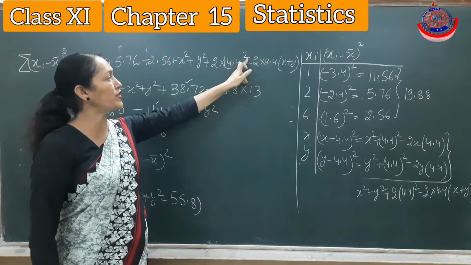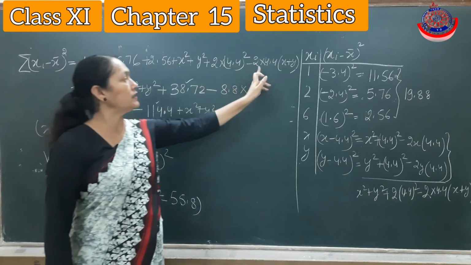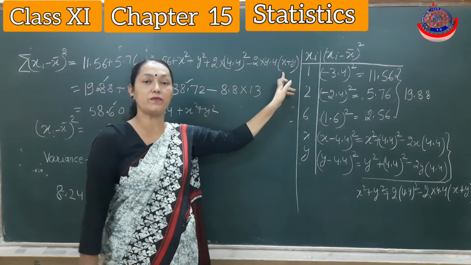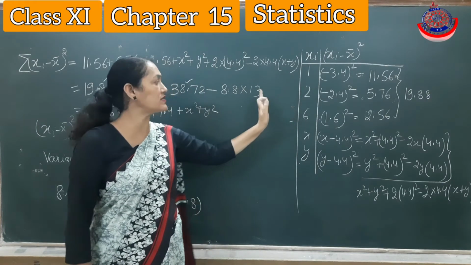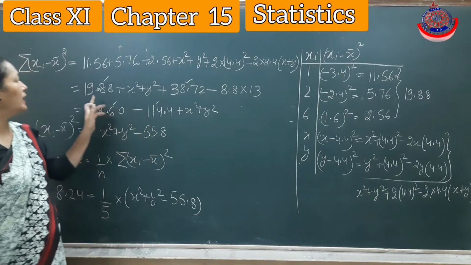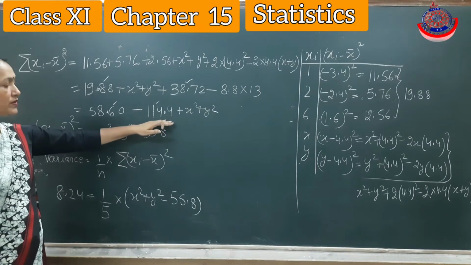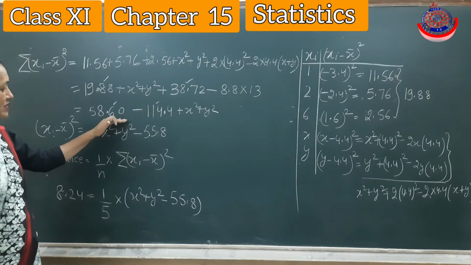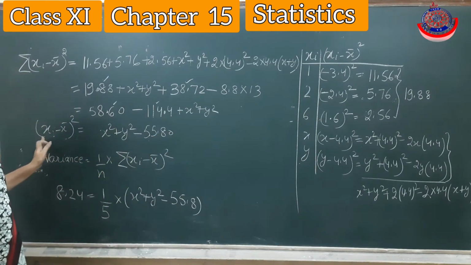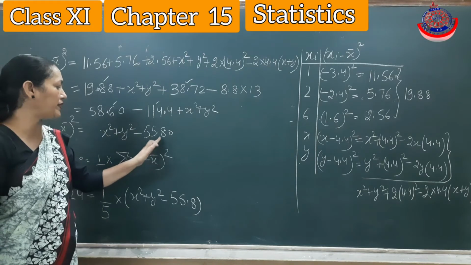Here this 4.4 square multiplied by 2, I got 38.72. This 2 into 4.4 means 8.8. And this value of x plus y I have obtained from equation number 1. We got x plus y as 13. I have inserted it, so multiplying 13 and 8.8, I got 114.4. And adding these two, I have got 58.60. Now this is the bigger term. From this term, if we subtract 58.60, we will get 55.80. That means we have obtained the sum of xi minus x bar whole square as x square plus y square minus 55.80.